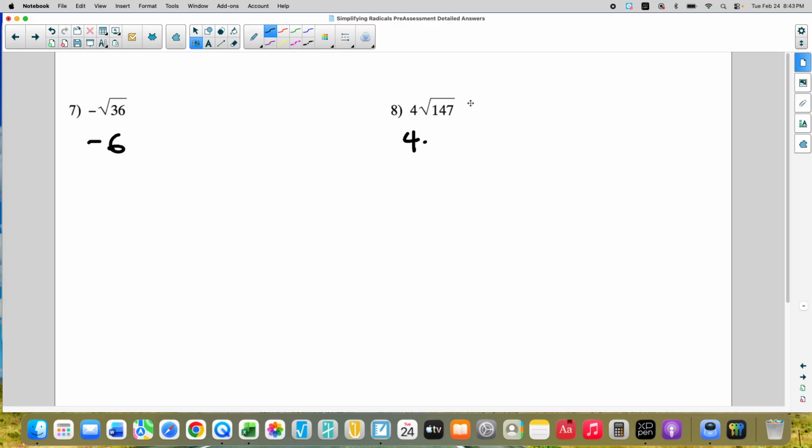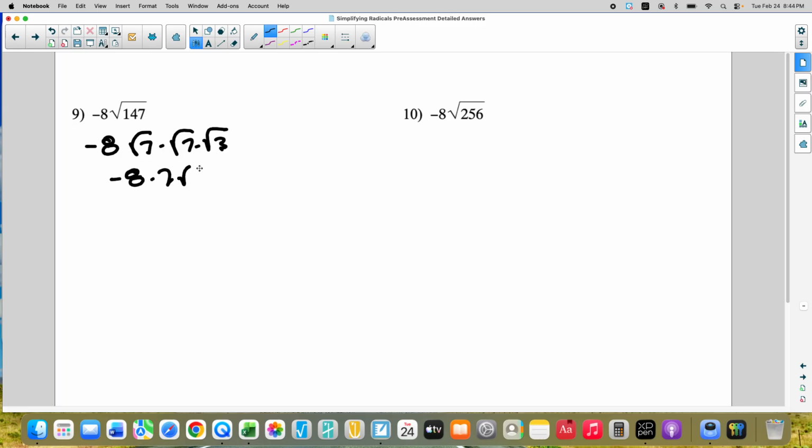We have 4 times 147. We've seen this before. So we saw 7 and 21. And then we're going to make rad 21, rad 7, rad 3. So that's 4 times 7 rad 3, and we get 28 rad 3. The more familiar you are, 147, hello. All right, so we know that that's going to be 7 times 7 times 3, rad 3. 8 times 7, rad 3. Mr. Mack could have seen that we were making the same number, negative 56 rad 3.